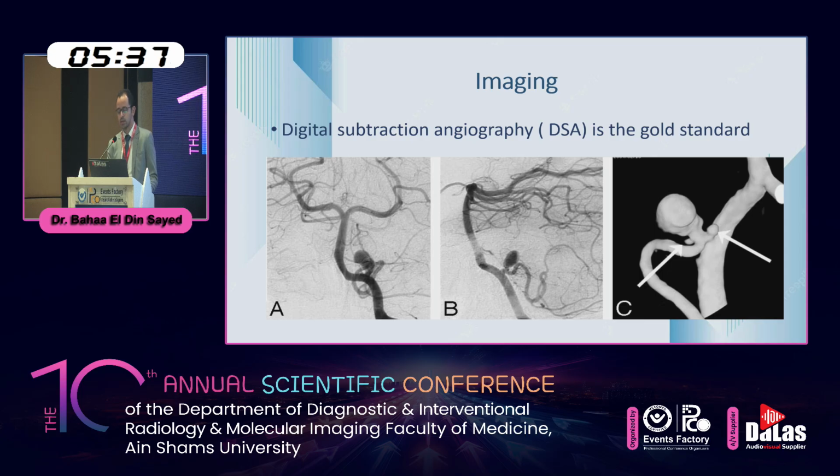Yet the gold standard imaging modality remains the digital subtraction angiography, which shows precisely the site, size, and shape of the aneurysm, and can clearly visualize the aneurysmal sac and neck, to plan the strategy of treatment. Either it will be simple coiling or balloon-assisted coiling or flow diverter.